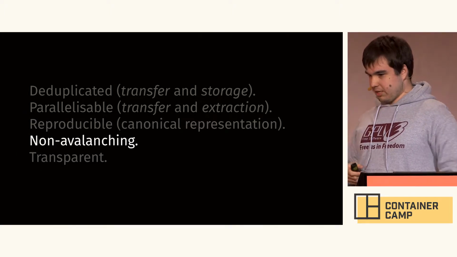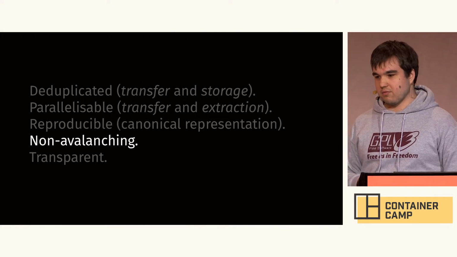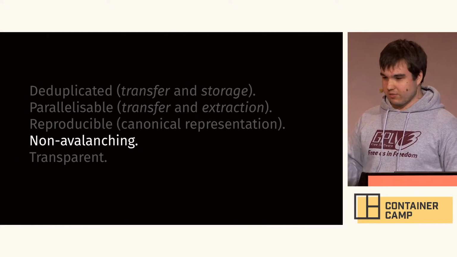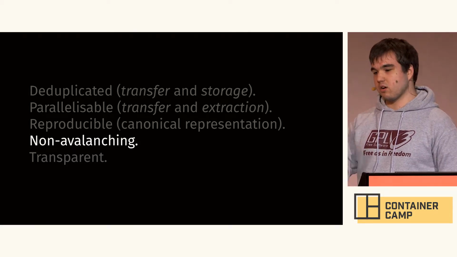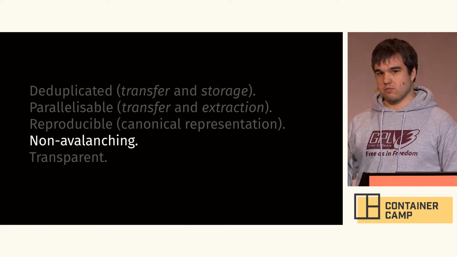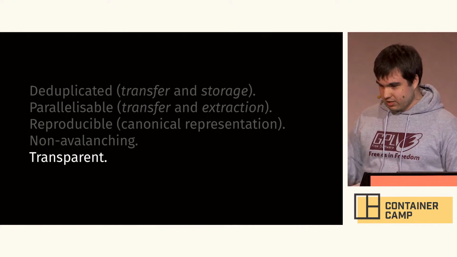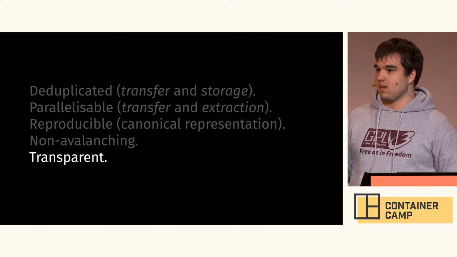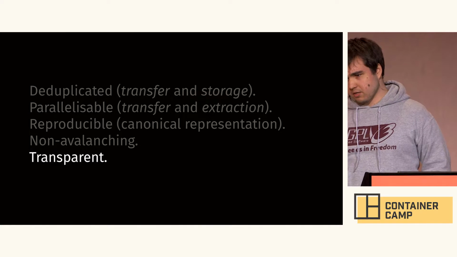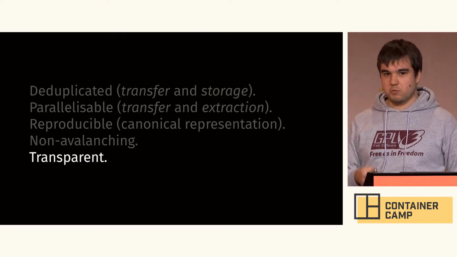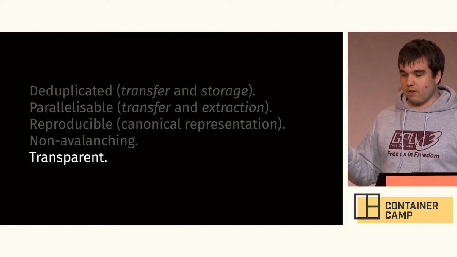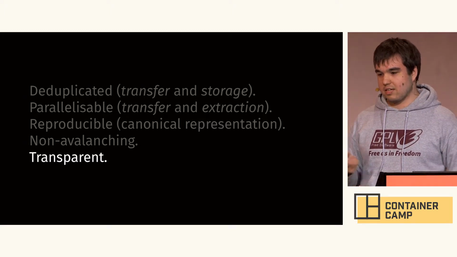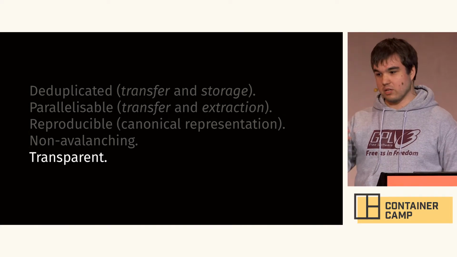And non-avalanching. Basically, think of a hash function. You want the opposite of a good hash function: if I change a small thing in an image, I don't have to re-download the whole thing, and you don't want this explosion of transfer and storage requirements for no good reason. And transparency, which in this case means you want to know what's inside your container image. I would argue that most people who are running container images don't actually know what's inside them, or if they do, they had to find out in a way that is not optimal. It's not telling you what's inside it, you have to go and look.